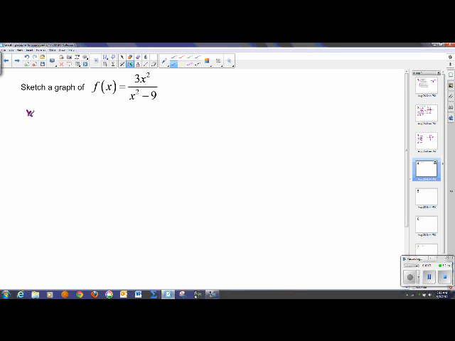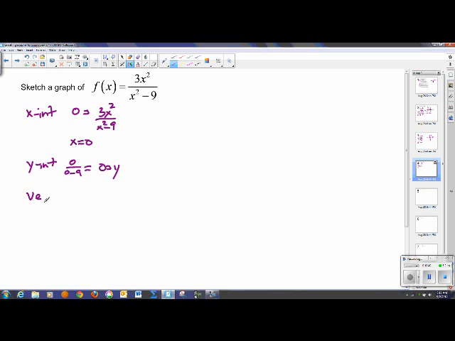Again, x-intercept, set y equal to 0. So we have 0 equals 3x squared over x squared minus 9. Once again, multiply by x squared minus 9 to both sides. We notice x equals 0. Y-intercept, once again, set x equal to 0. When we do that, we get 0 over 0 minus 9, which again is 0 for my y.